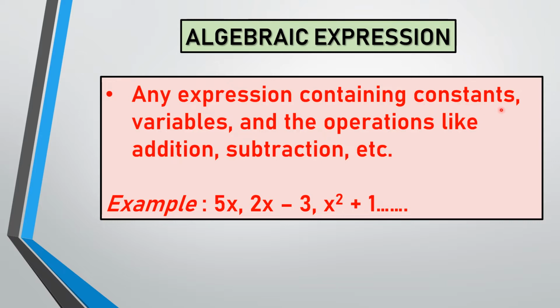Constants. What are constants? Constants are nothing but numbers. The numbers which you use every day, like 5, 7, 8, 9,763. All these are constant numbers. Variables. Variables are denoted by alphabets, right? X, Y, Z, A, B, C. Why are they called variables? Because their value keeps changing. That is why they are called variables. So these constants and variables are combined together using operations like addition, subtraction, multiplication and division.